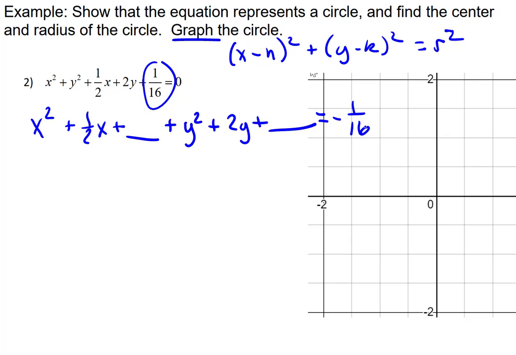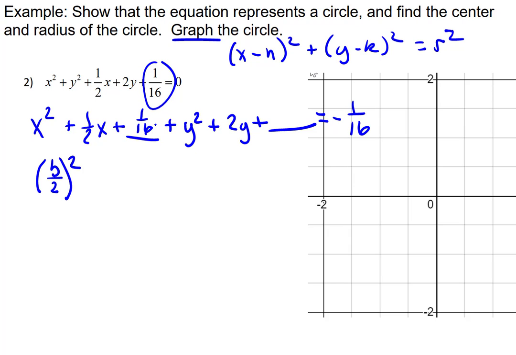Now we have to recall in the complete the square process what might need to be added in each of these blanks. You might recall that there's this b/2 squared value that has to be added in order to complete the square. And so for the x terms, the b value is 1/2. 1/2 over 2 is 1/4, squared is 1/16. So we want to add 1/16 for the third piece of the x trinomial.